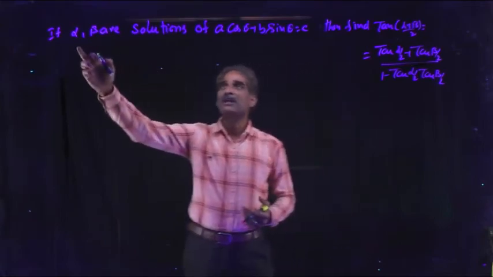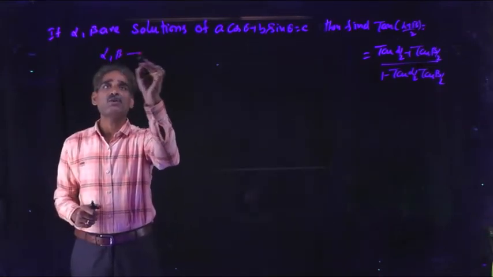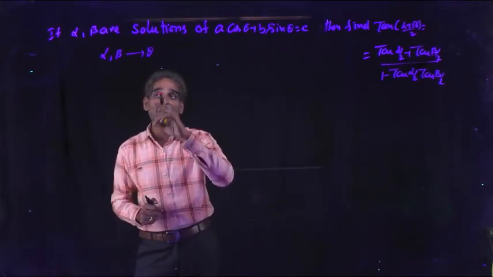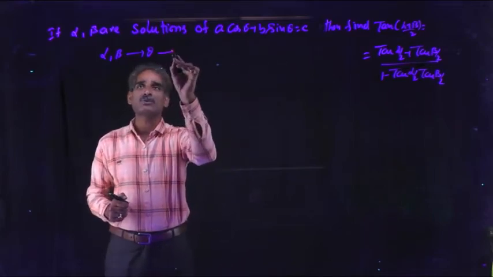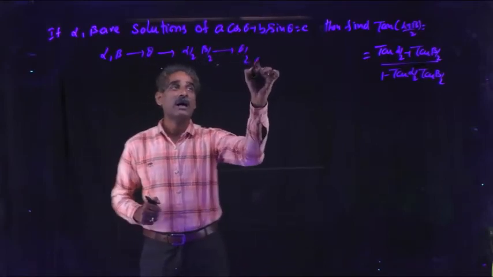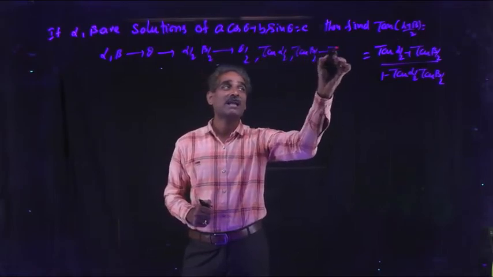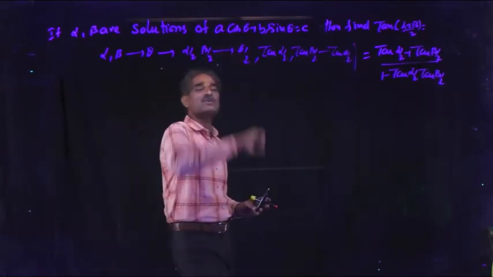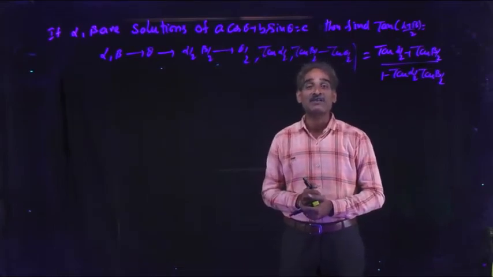Since alpha and beta are the solutions of this equation, they are values of theta. But how can we find tan alpha by 2 and tan beta by 2? They are linked with tan theta by 2: alpha by 2 and beta by 2 link with theta by 2. So what is our aim? We have to convert this equation into a second degree equation, a quadratic equation, in terms of tan theta by 2.